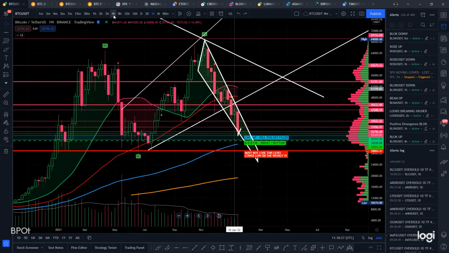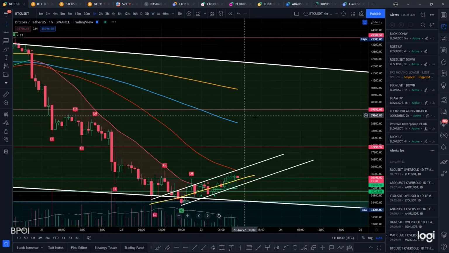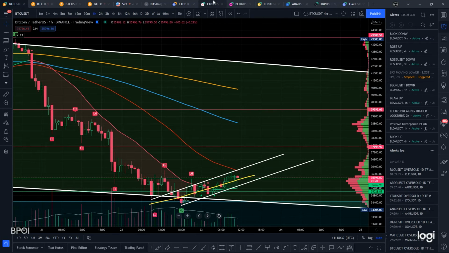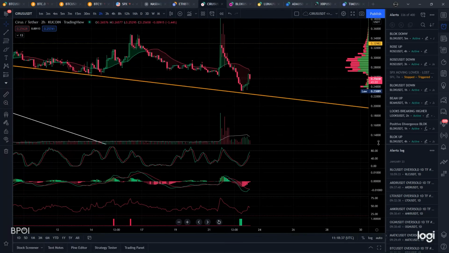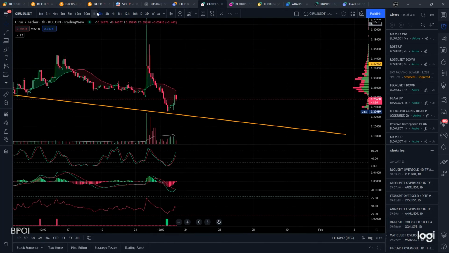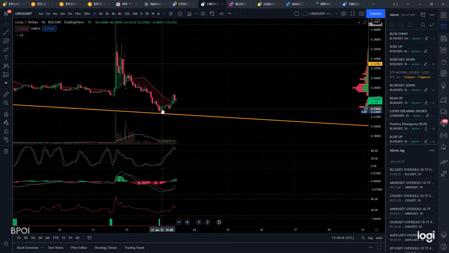Let me just go back to the 4 hour time frame. Actually, let me go to the 1 hour time frame. So let me show you just Sirius. Sirius is one that we're watching at the moment. So we can see that Sirius is, again, relief bounce, Bitcoin dominance moving lower. Sirius is moving up, albeit a slight correction at the moment.